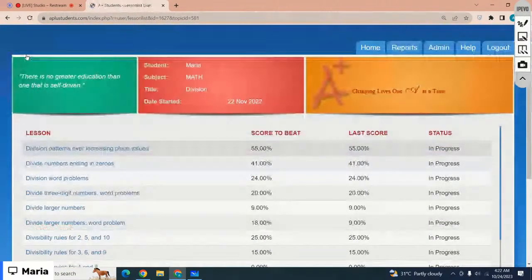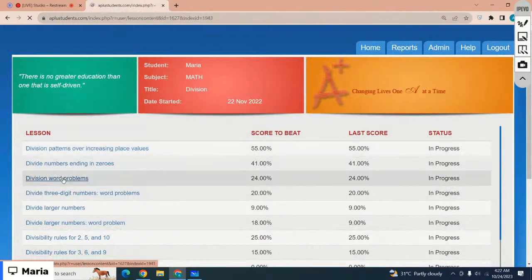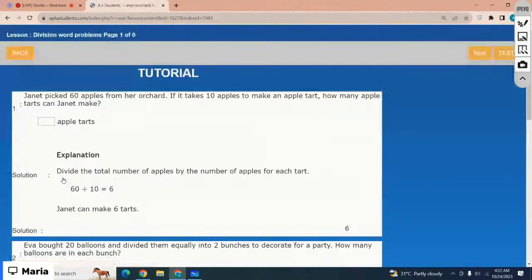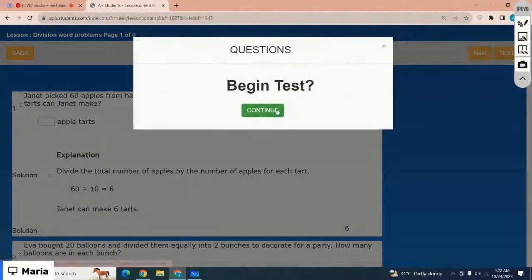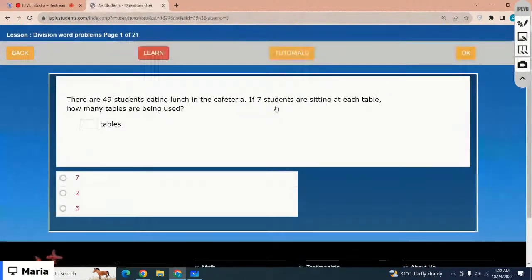The next lesson is division word problems. Okay, let's just start with the test questions. There are 49 students eating lunch in the cafeteria. If 7 students are sitting at each table, how many tables are being used?